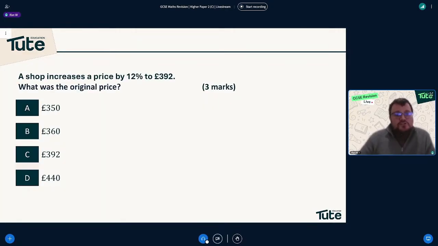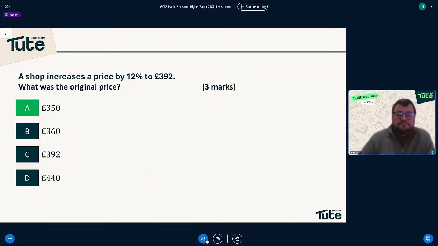Right then, so here's your chance to do a bit more by yourself. A shop increases the price by 12% to £392. What was the original price? Pause the video, choose the correct answer. Well, hopefully you'll choose the correct answer, and then I'll show you the correct answer.